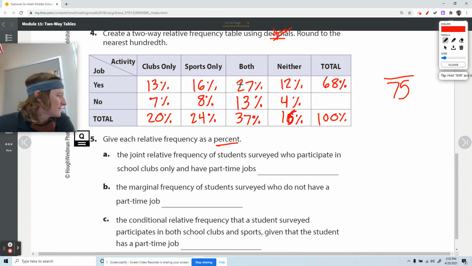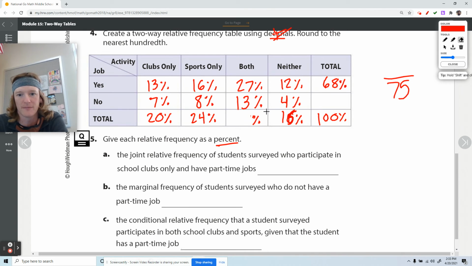I just randomly stopped remembering what I was doing for this whole bottom row. This 8 is not 8. This 8, I know that was 8%. All right. That's when I messed up and forgot how to do math. So 7 plus 8 plus 13 plus 4. And we're going to have to fix this one too. 27 plus 13 is 40. 7 plus 8 plus 13 plus 4 is 32%, which is good because 32 plus 68 does make 100.